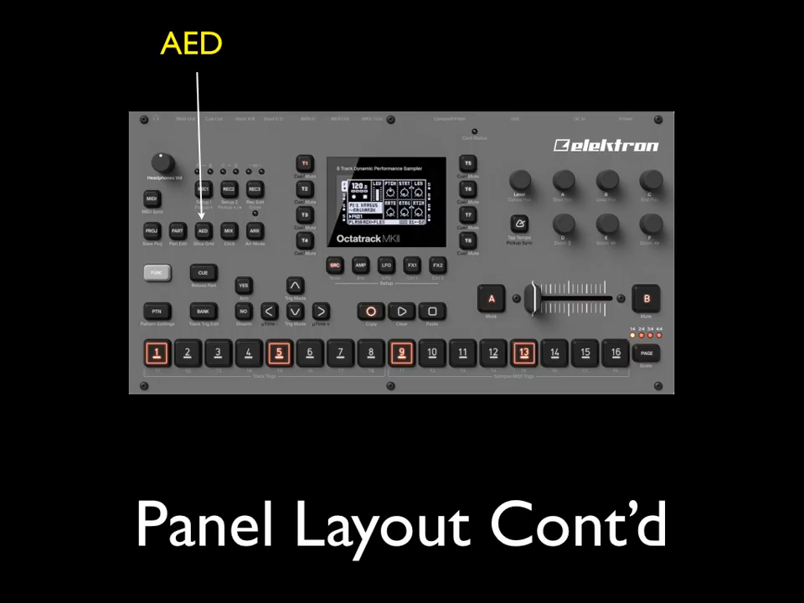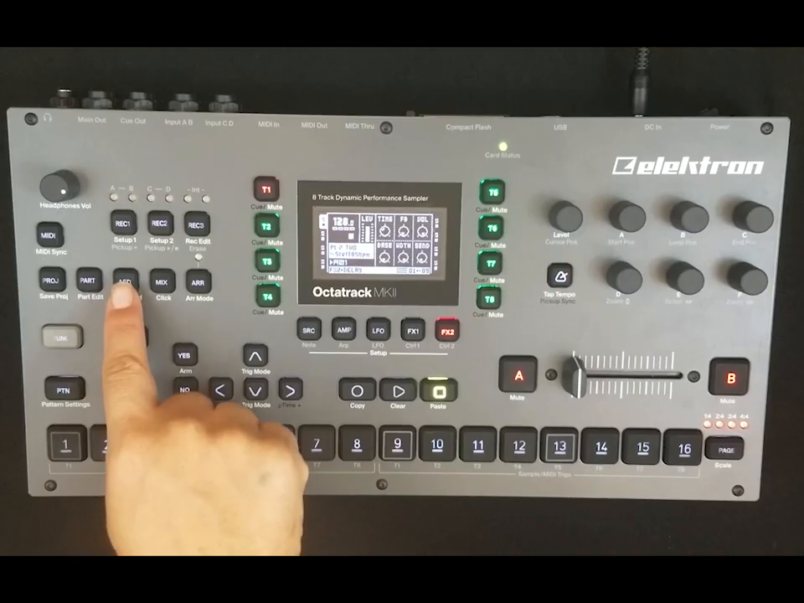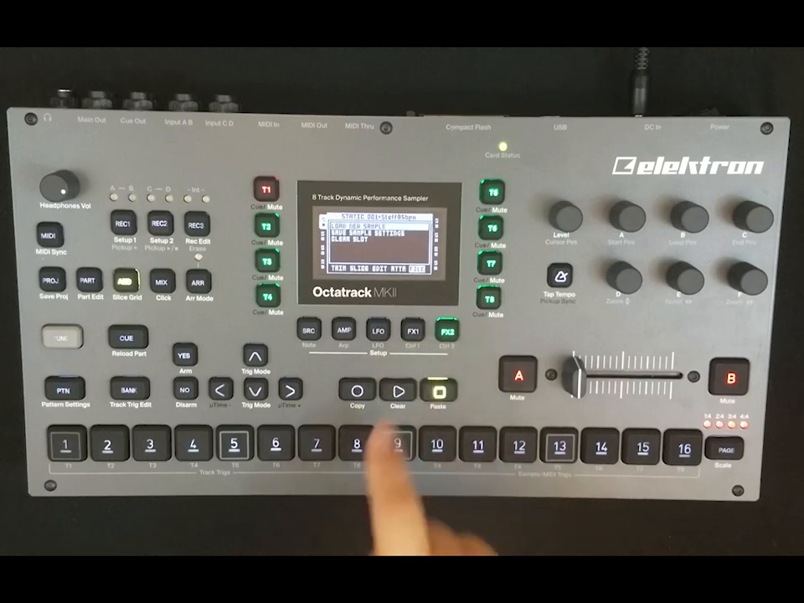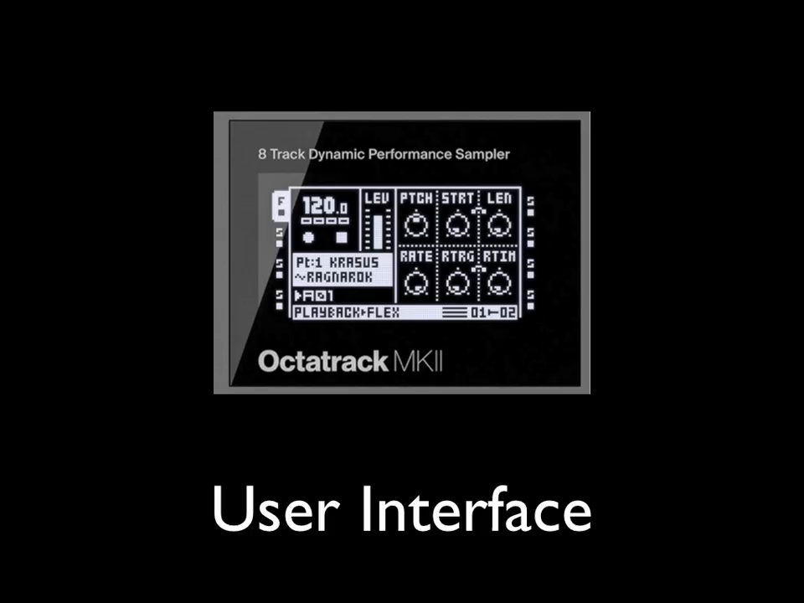AED is the quick access audio editor button. This is where you do things like view, trim, normalize, or slice your samples. So these are the main features of the panel layout. Now let's take a look at the user interface.